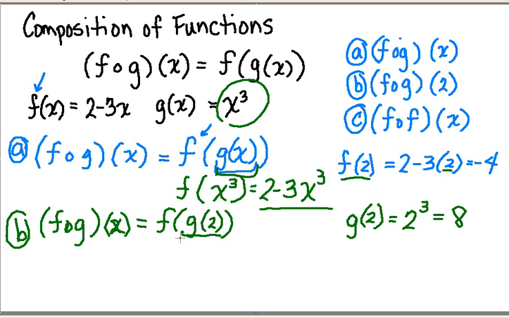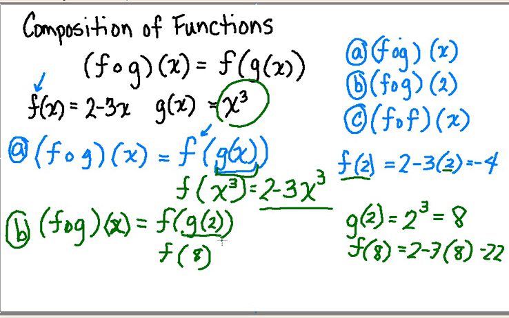So now I can rewrite this as f of 8. What that means is I'm going to go to my f function, wherever I have an x, I'm going to plug in an 8. So f of 8 is equal to 2 minus 3 times 8, or 2 minus 24, which is negative 22. So f composed of g of 2 is going to be equal to negative 22.